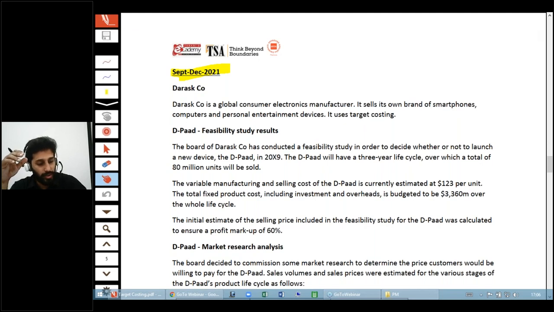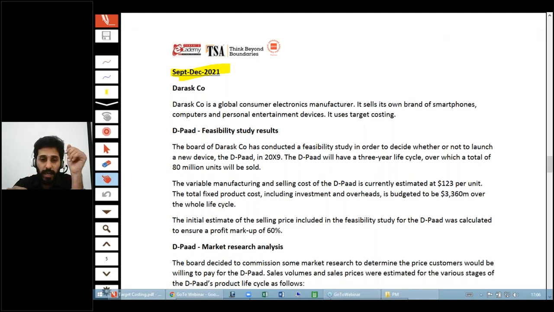You should then read this question considering target costing in mind. Now, what is target costing? We had discussed that target costing is that you pull the selling price from the market, then you deduct your target profit to calculate the target cost, and then the cost gap and all that.